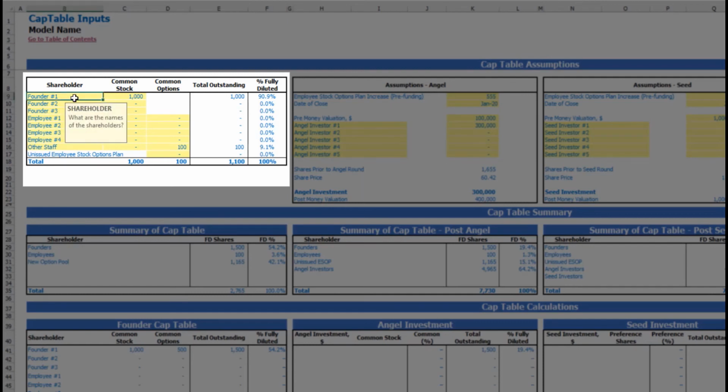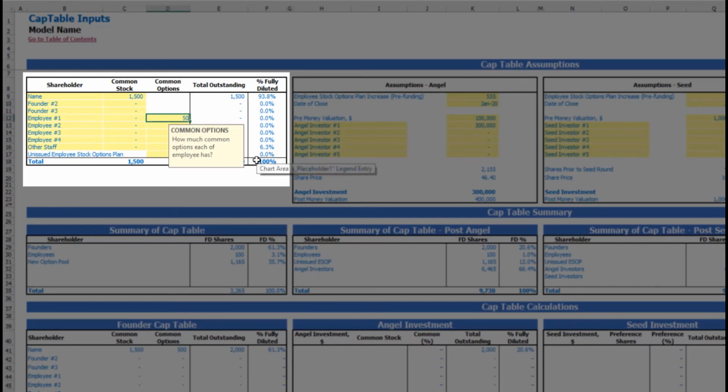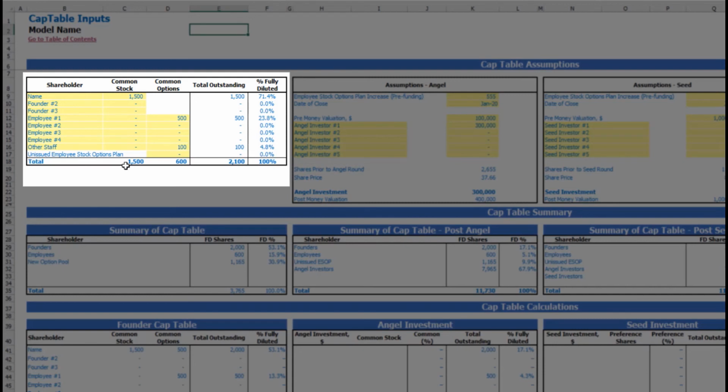You can set the names. You can input here also common stock and common options. So you can input some amount, for example 500 options for employee number 1. You're also able to input unissued employee stock options plan if it's needed. If it's not needed you can keep it as 0 by default. So as a result you may see the total outstanding stocks and options and the dilution across all these shareholders.